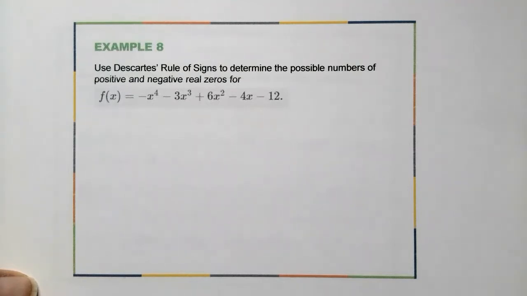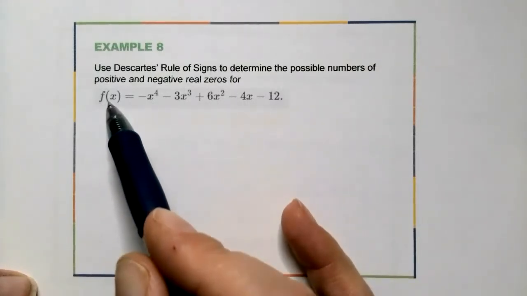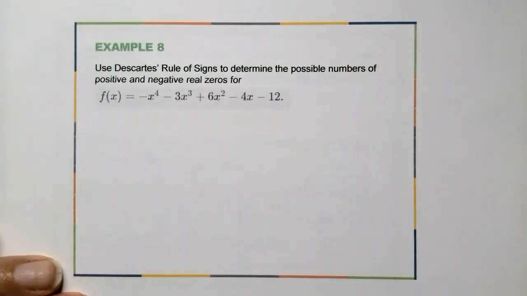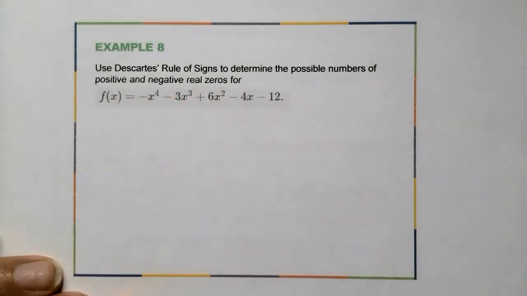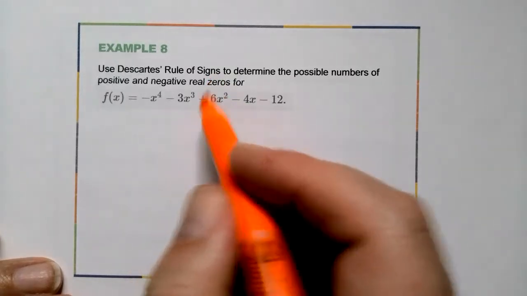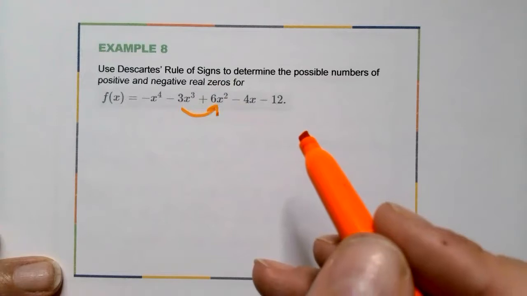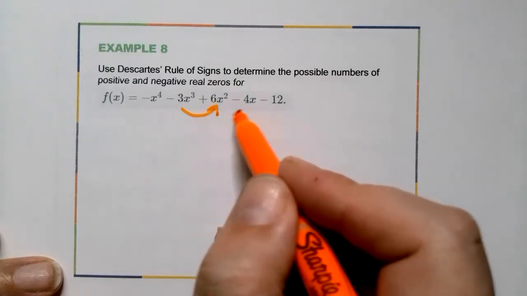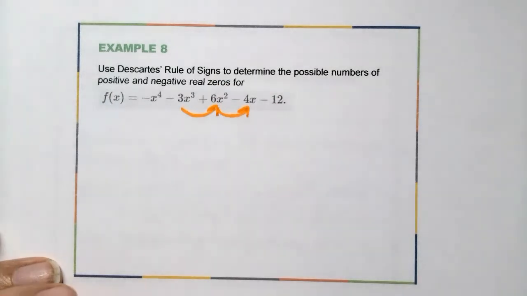Use Descartes' rule of signs to determine the possible numbers of positive and negative zeros. So again, we have f of x. The first term is negative, the next one is negative, no change there. But from the second to the third, there is a sign change. The second is negative and the third is positive. And then we have positive to negative, so once more, followed by a negative. So there are 2 sign changes there.